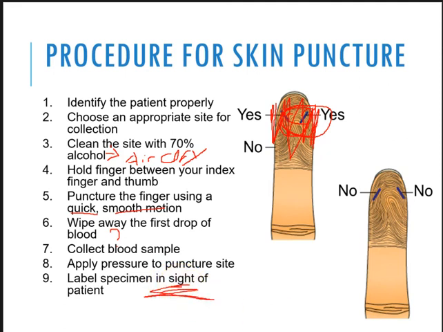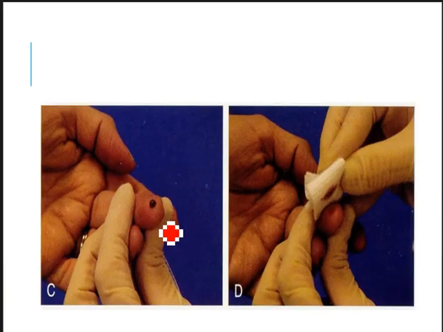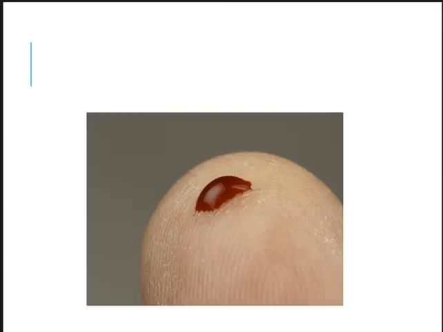Okay, so here are some pictures. So first, you have to wipe and then make the cut. Let it air dry, make the cut, and then wipe away the first drop of blood because again, it is contaminated with bodily fluids and excess alcohol. And then collect your drop of blood. After that, put pressure on the cut using the cotton. After that, label and thank the patient for their cooperation.